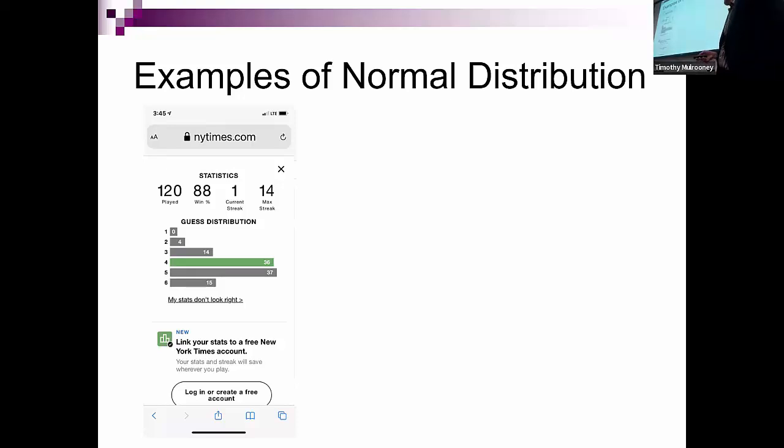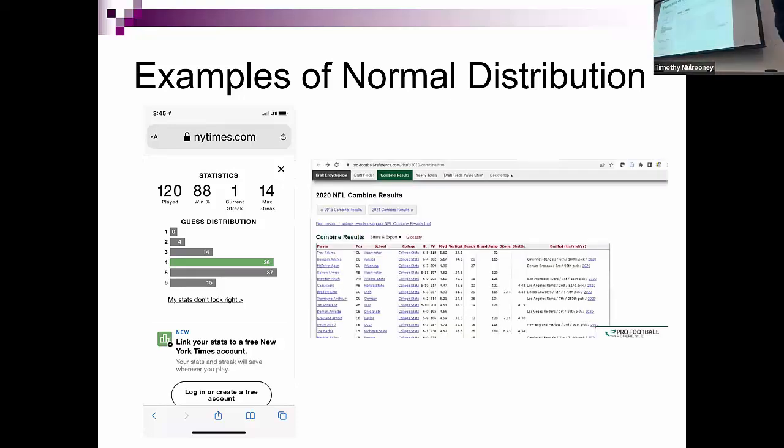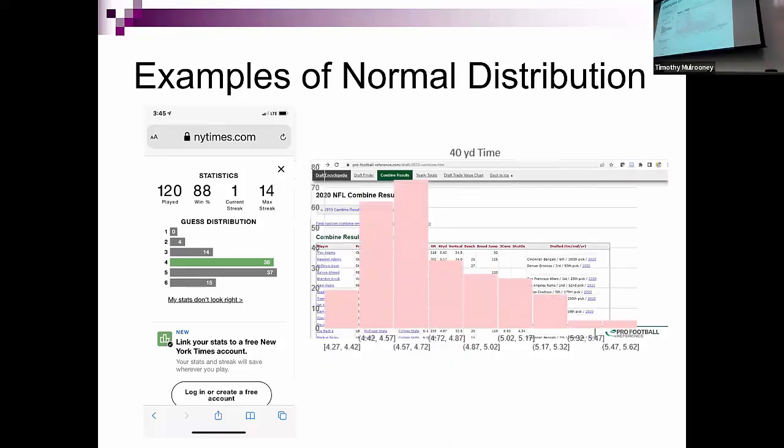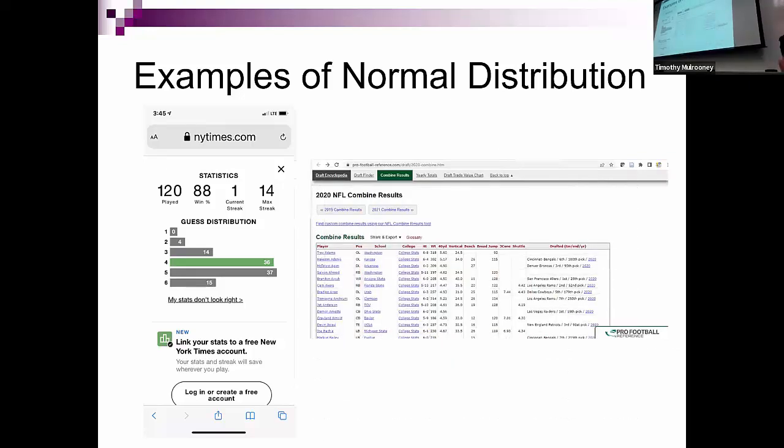So another one that I found here, and I like this here, is some data that I exported from the NFL Combine.